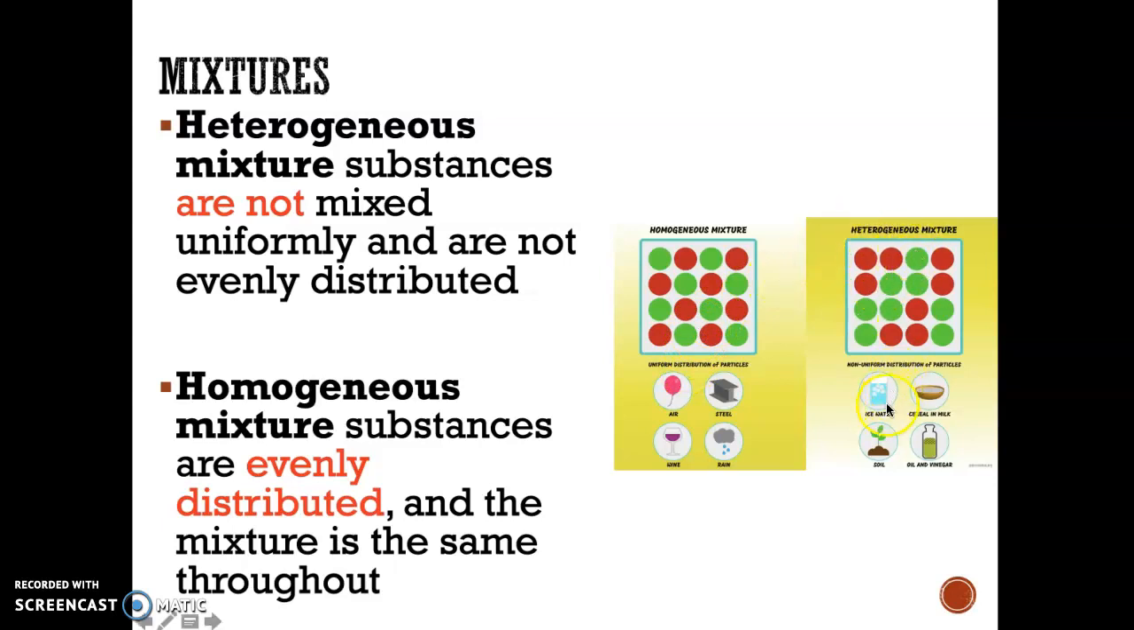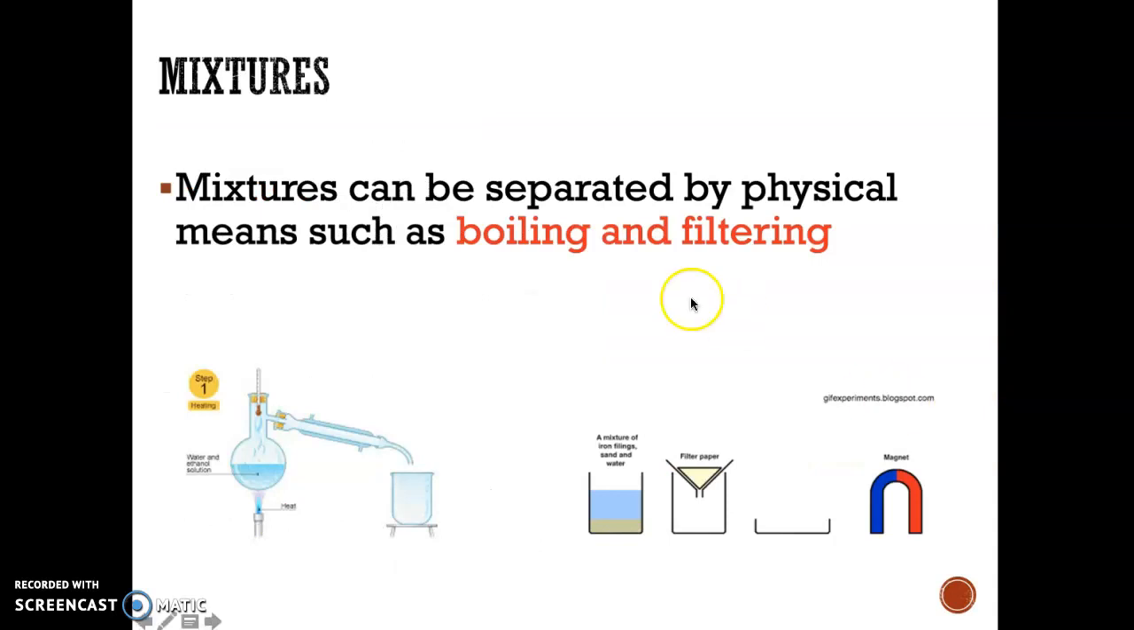And heterogeneous is when it's not the same. So like here I've got clusters of ice cubes and water throughout. Soil, if I went and dug it in my backyard versus at the school, those soils aren't going to be the same. Oil and water, oil and vinegar, those don't mix. And cereal, every bite is maybe a little bit different.